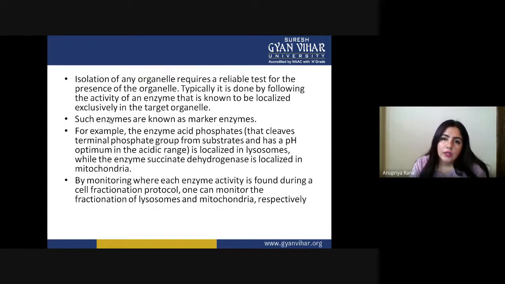Isolation of any organelle requires a reliable test for the presence of that organelle. So when we do the isolation of any organelle, like if we want to isolate mitochondria, chloroplast, lysosome, cytosol, anything we want to isolate, typically it is done by following the activity of an enzyme that is known to be localized exclusively in the target organelle. So how can we do it?